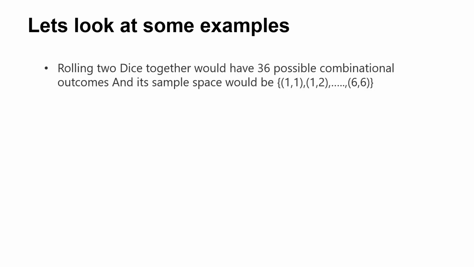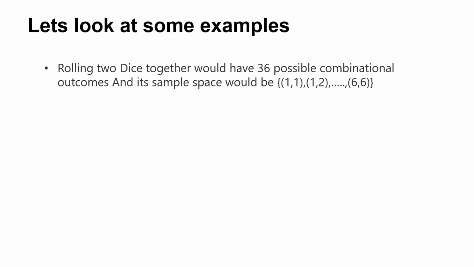So what if you roll two dice together? Then you can understand that there are 36 possible combinations. So either you get 1, 1 on both of them, or 1, 2, 1, 3, 1, 4, and so on, right? So likewise, you can get 36 possible combinational outcomes. And you can see the sample space, as we discussed right now. So this is a random experiment, and this is a sample space.